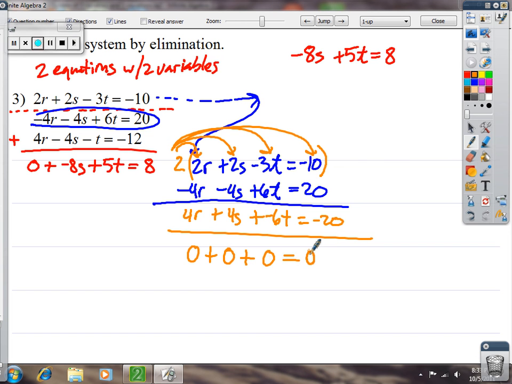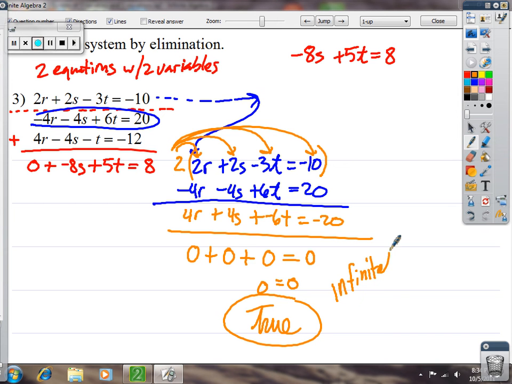So I'm into that weird territory. If I have 0 equals 0, I don't have any variables, but I do know that 0 equals 0. It's kind of weird, but it's true. Alright, true means that they must be the same line, and if they're intersecting, these planes are going to intersect in the same line, so that means they are going to have infinitely many solutions.